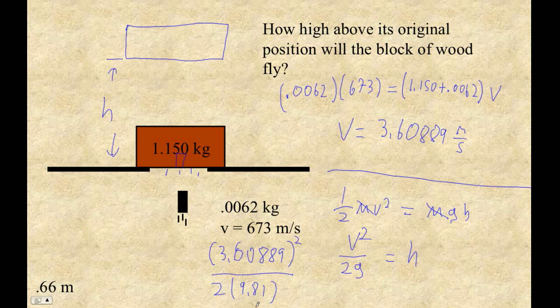Okay, so square this number, divided by 2, divided by 9.81. And I get that the change in height is 0.6638 meters, right? Which somehow we only have 2 sig figs. I guess because of this guy only has 2 sig figs, right? Yay.